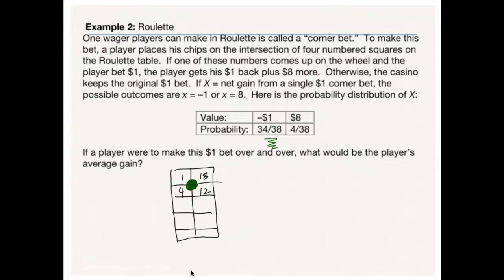All right. So if we were to make this bet over and over again, what would be the player's average gain? Here I'm trying to give you an intuition for finding the mean of a discrete random variable. But here's the idea. If you made this bet a bunch of times, let's say 38 times, in the chat, how many times would you expect you would lose? Let me just pick a random number of bets to make. Let's say you made 38 bets. How many of those do you think on average you would lose? Yeah, probably 34, right? So you would get negative $1, 34 times.